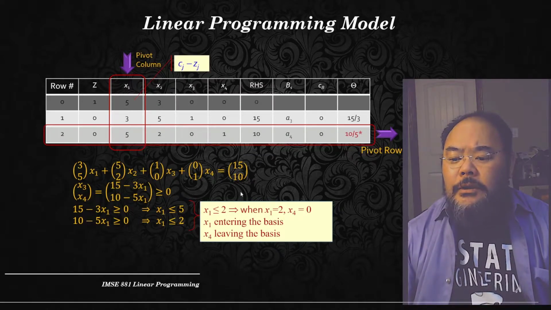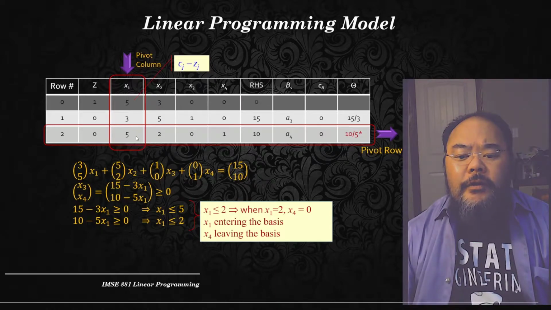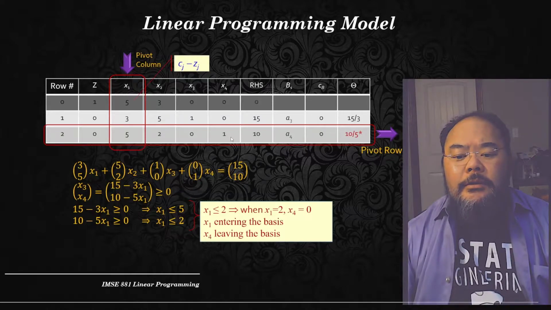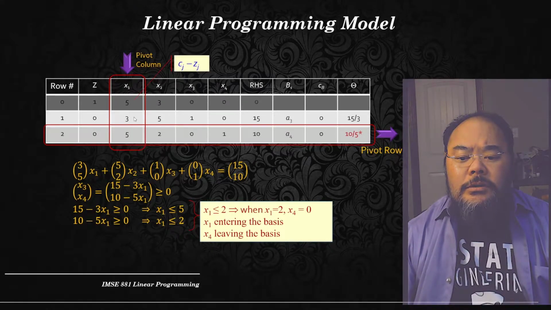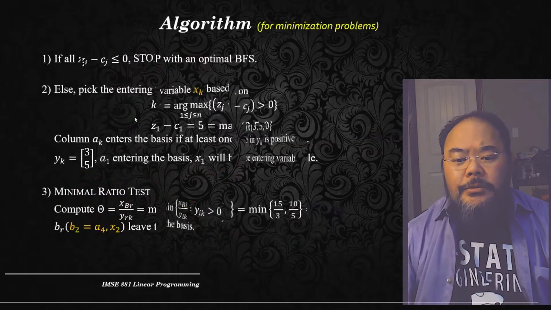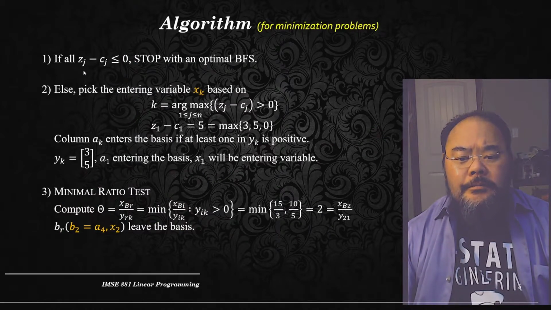How are we going to pivot? We're going to make this column look exactly like the original x4 column, so it's 0, 0, 1. We make this column look like that by using the 3 elementary row operations: divide the whole row, exchange rows, or multiply a row by a number and add it to another row. These are the 3 elementary row operations.